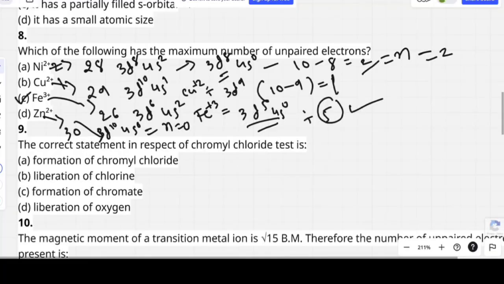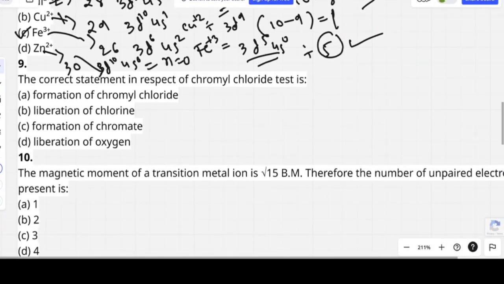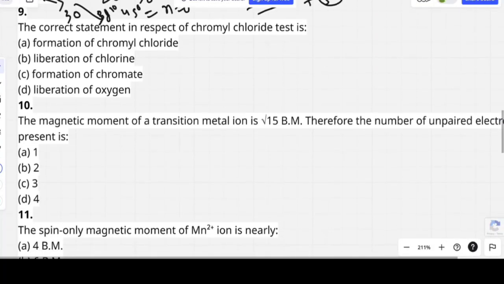Next, I move to question number 9. The correct statement with respect to the chromyl chloride test. The chromyl chloride test is a very important test. It is a confirmative test for detection of chloride radical. First I will explain the chromyl chloride test. I take any salt containing chloride ion, Cl minus ion. For example, I take sodium chloride or potassium chloride salt.